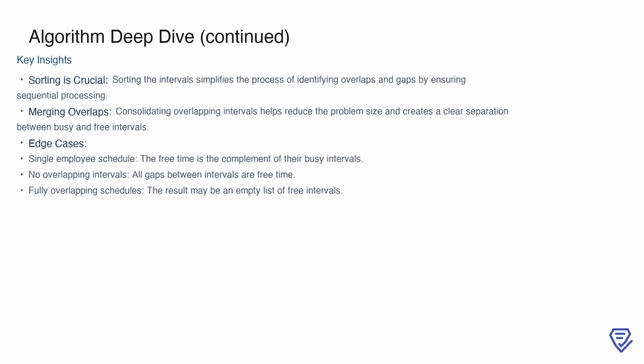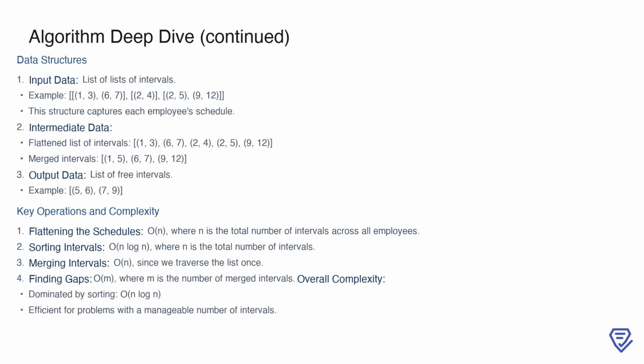If there are no overlapping intervals, all gaps between intervals are free time. On the other hand, if all schedules fully overlap, the result may be an empty list of free intervals. These insights help us understand the broader implications of the algorithm. Finally, let's discuss the data structures and complexity.